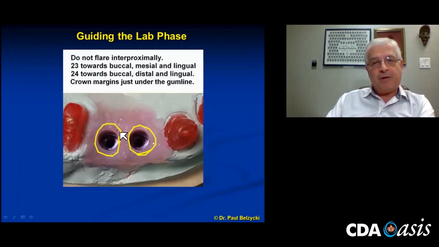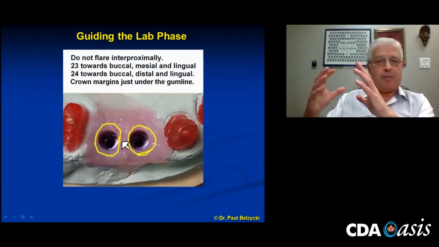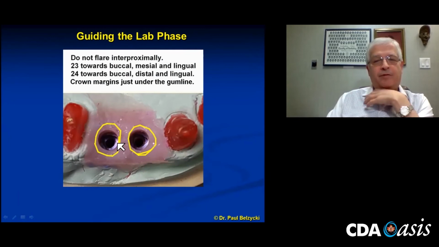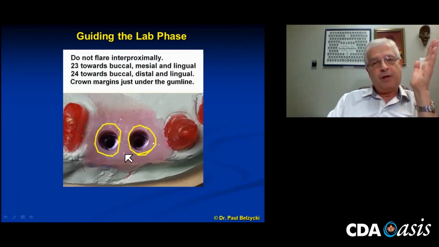Don't flare out into proximally. When you come with your contour, that tulip shape of the emergence profile, I don't want it flared into proximally. I don't want to choke off this tissue. If you want, you can flare it this way a little bit, that way, and a bit buckle, just to bulk out this tissue, but don't overdo it. And make the crown margins just under the gum line.